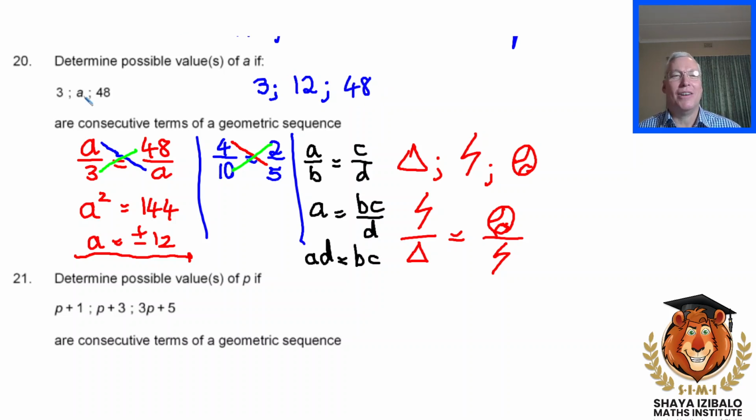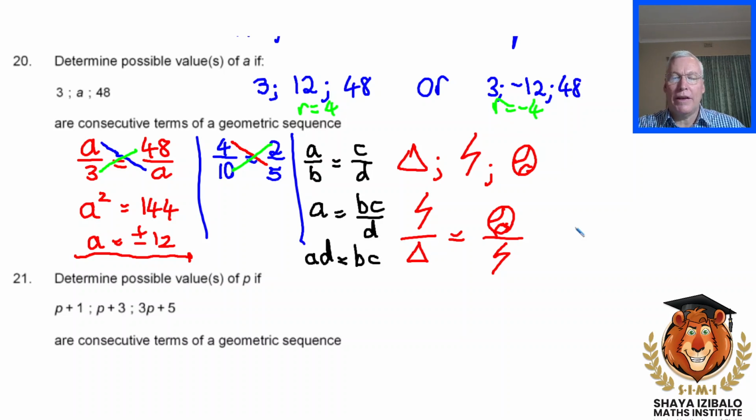If A is 12, what's our common ratio? Yes, our common ratio is just 4. It's 12 divided by 3 or 48 divided by 12. But also if A is negative 12, these are also a geometric sequence because now this divided by this is negative 4 and so is this divided by this, negative 4. In this one, R is 4 and in this one, R is negative 4. Let's pause the video.